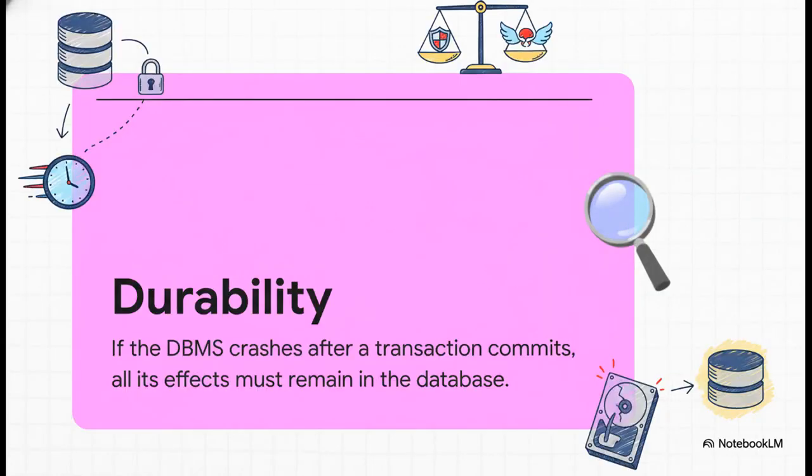And finally, D for durability. This is the promise that once a transaction is successfully completed or committed, its changes are permanent. They're written in stone. The power could go out, the server could crash a millisecond later, it doesn't matter. That data is safe and will be there when the system comes back online.